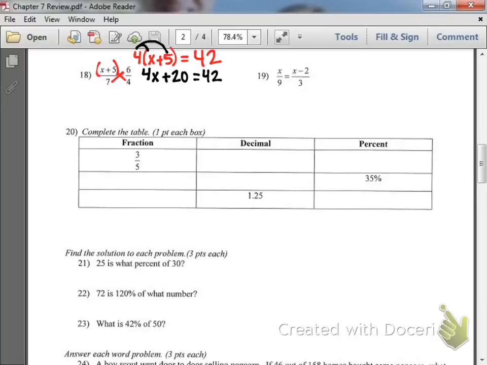Alright, then what? Subtract the 20 from both sides. That gives me 4x equals 22. Then what? Divide both sides by the 4. Good. What is 22 divided by 4? 5.5. Good. Questions on that one?